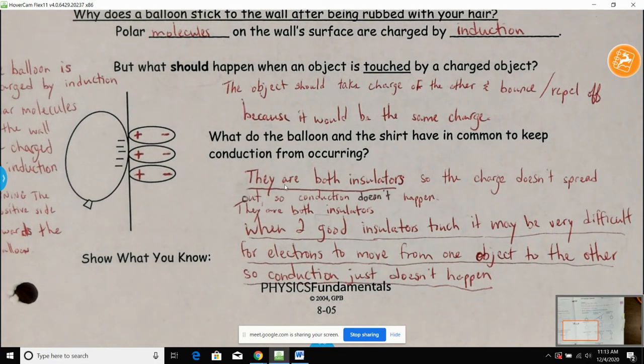Well, the fact is that both of the materials are insulators. In insulators, the charge doesn't spread out like it would on a metal sphere or conductor, where charges move all around. So the conduction doesn't happen. They're both good insulators, and when two good insulators touch, it may be very difficult for the electrons to move from one object to the other. So conduction just doesn't happen.